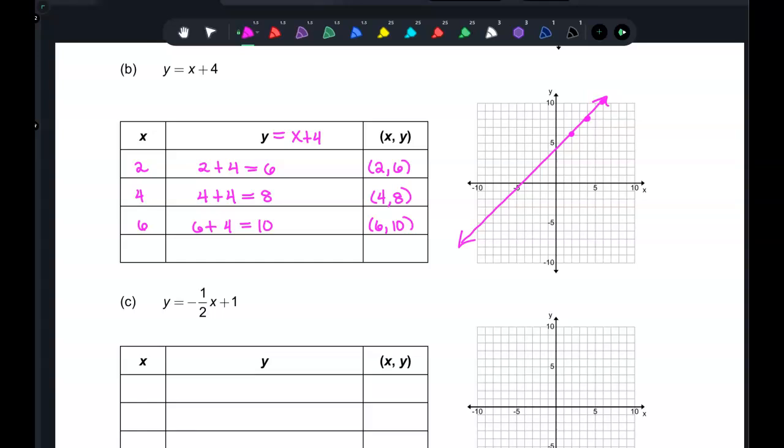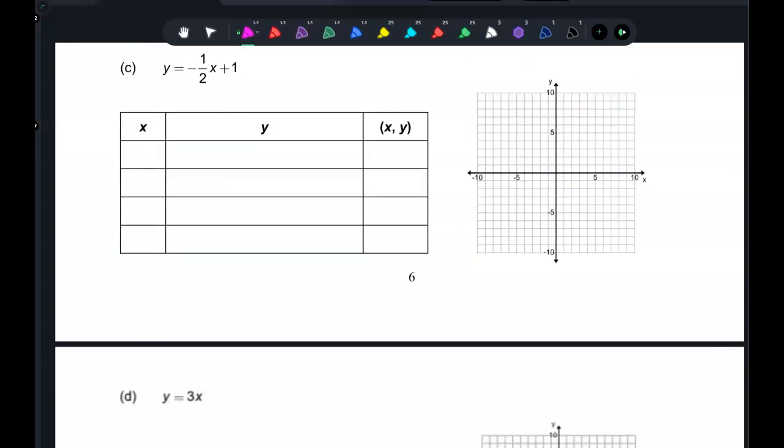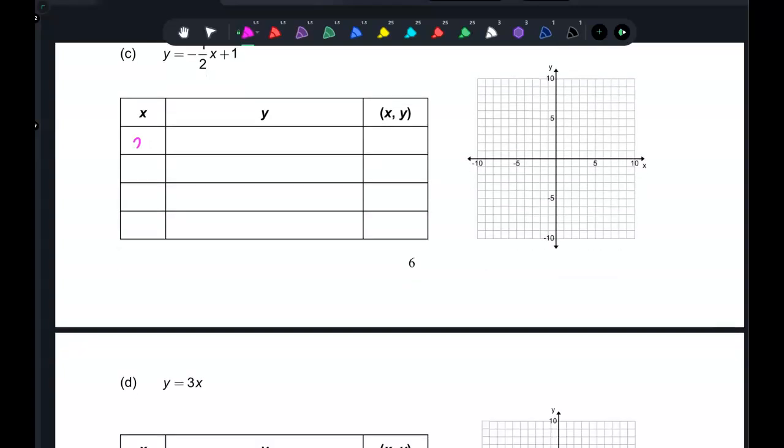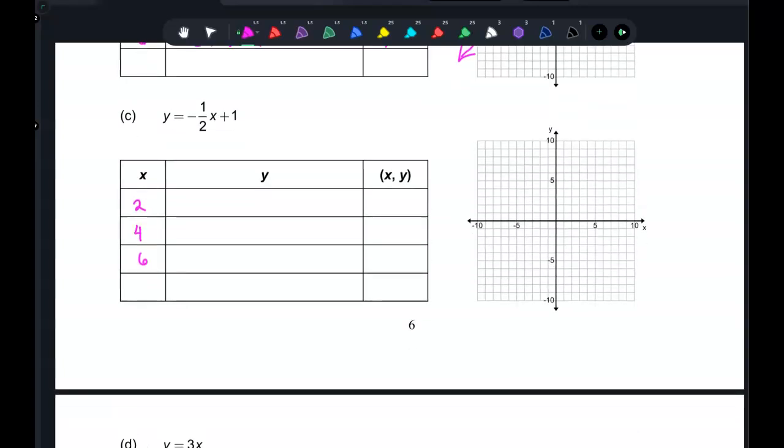Am I allowed to use the same numbers every time? You can use this. Okay, now I don't want to use 1, 2, and 3, for example, on this one. What do we notice is in front of the x? A negative half. I'm going to use even numbers this time. So I could use what Charlie had suggested: 2, 4, 6. Perfect. Oh, that's actually easier. It's so much easier because you don't get a fraction.